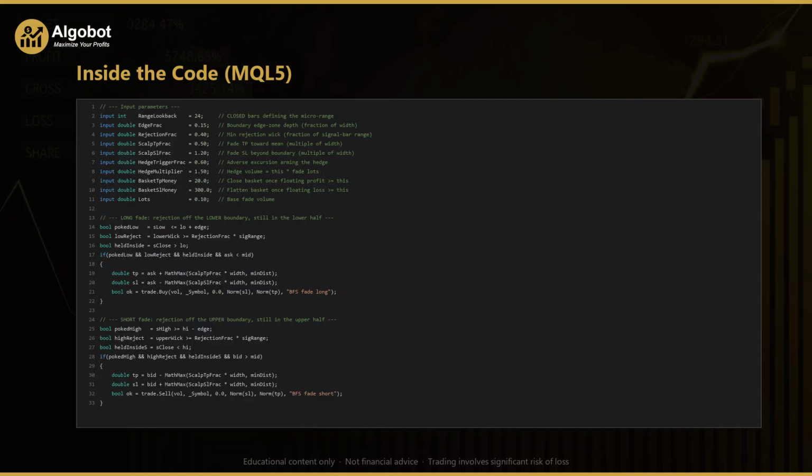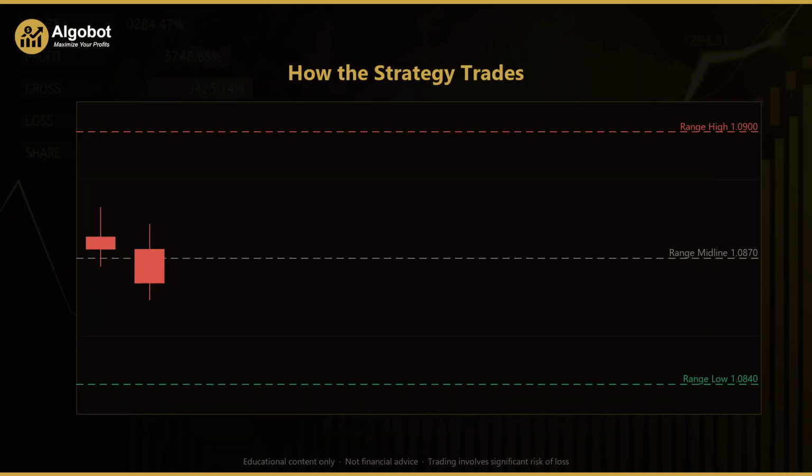Notice both sides use the same mathmax guard, which keeps the stop and target a safe minimum distance from price when the range is very tight. It's clean, symmetrical, and entirely price-driven. Now let's bring it all together on the chart.